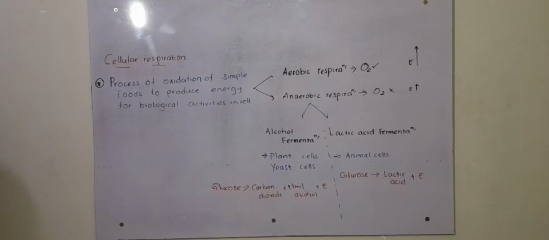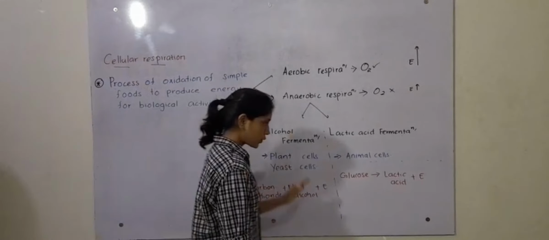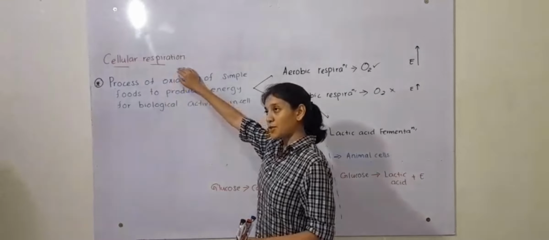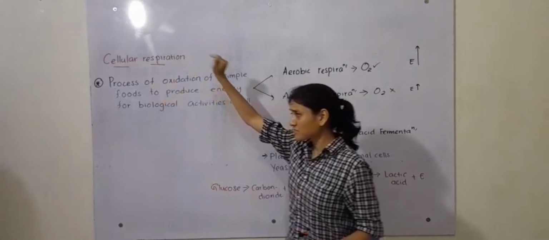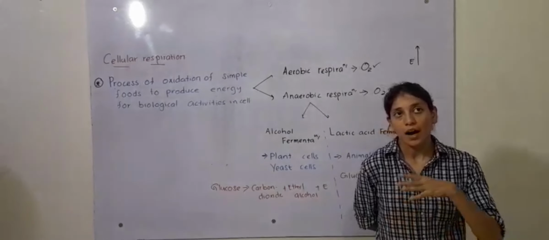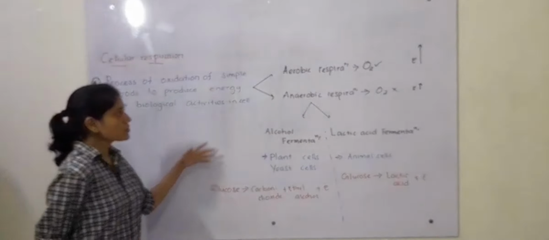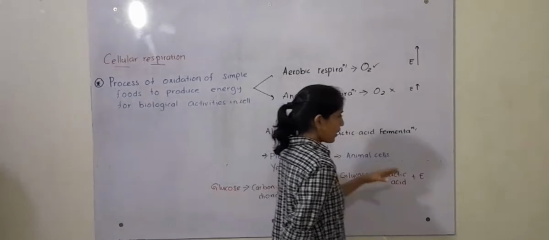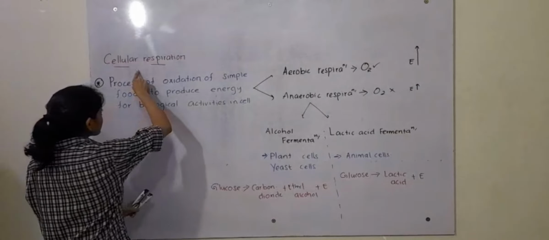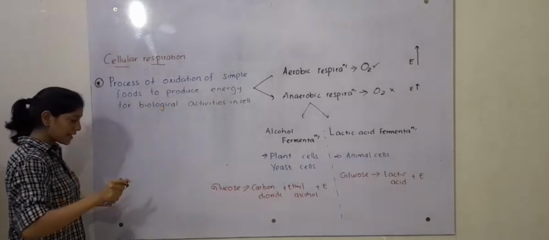Okay, people. So now we'll move into cellular respiration. This is a small part, and we have talked about this previously. What happens, people, in this cellular respiration? The glucose molecules are going to react with the oxygen from the blood capillaries, and it is going to produce energy. So this is the last stage of your respiratory process. The cellular respiration is the process of oxidation of simple foods. Simple foods, as an example, I will take glucose.